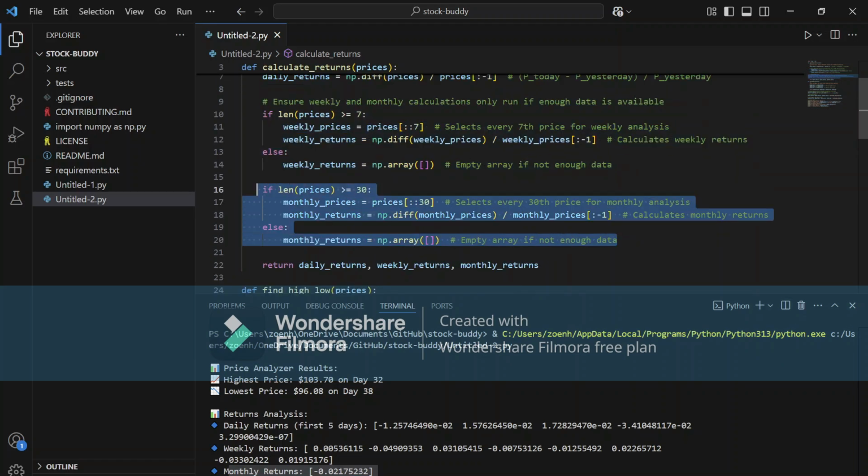So now we have this. This is calculating the monthly return. So we first need to check we have at least 30 days of prices. This is signified by the if len(prices) is greater than 30. Prices with 30 takes every 30th price, like in the last question, and then we're going to do that same thing: the diff of monthly prices divided by monthly prices. This is going to find our monthly return.